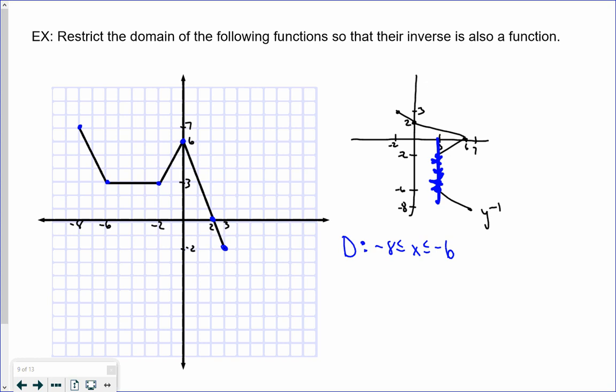Okay. What if I restricted it to this whole part right here? Well, that whole part right there would be this whole part right here. So is that part a function? Well, this is looking good, and then that's bad. So that's not a possibility either.